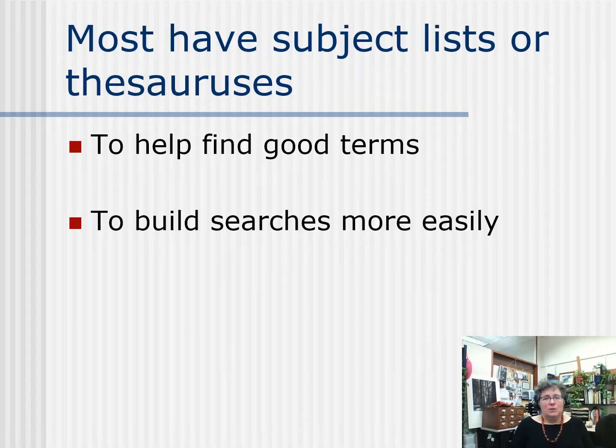Most of the databases do have subject lists or thesauruses or category terms, and they're kind of umbrella terms to pack things underneath, so that if I'm talking about it in one way and my colleague is talking about it in another way, we can find a term that's mutually agreeable, or that the database finds mutually agreeable to talk about it with.